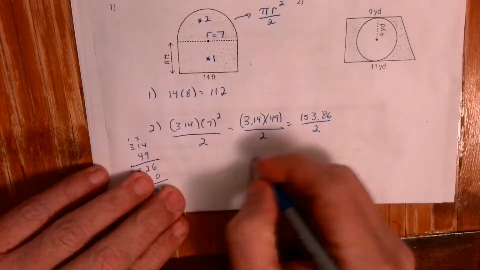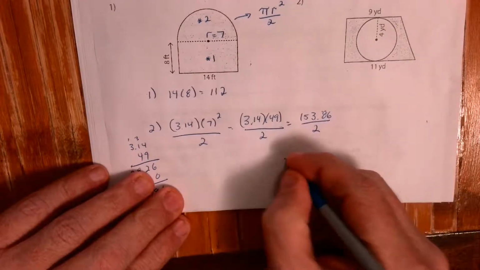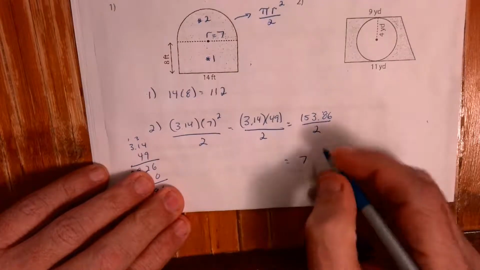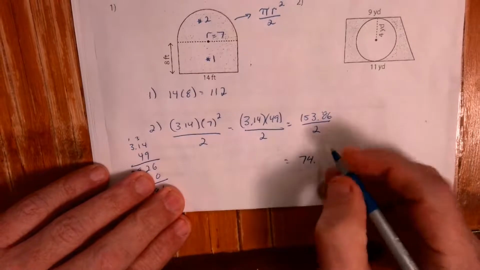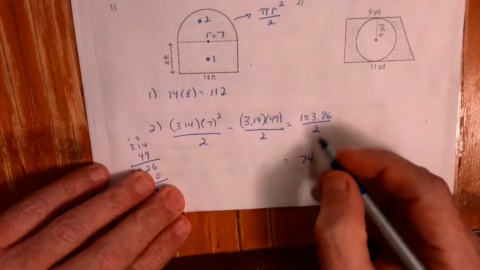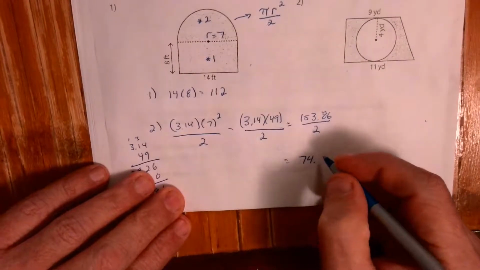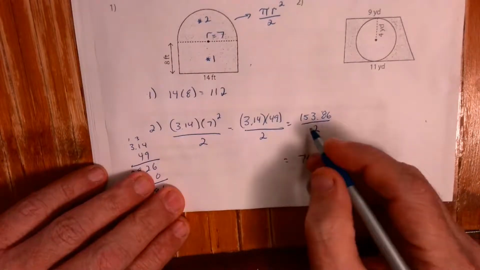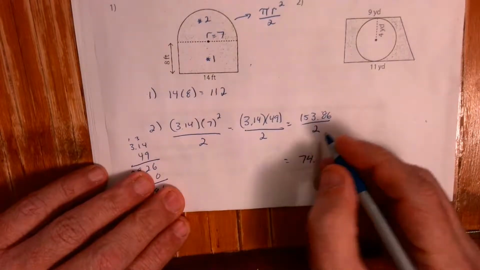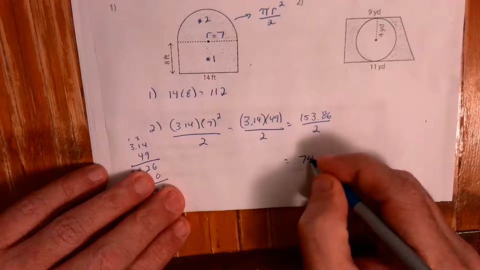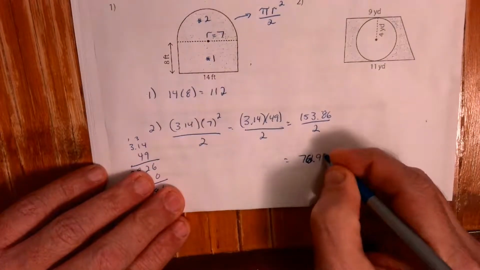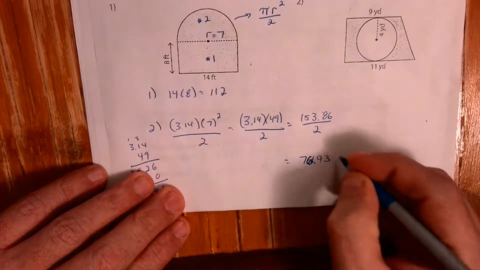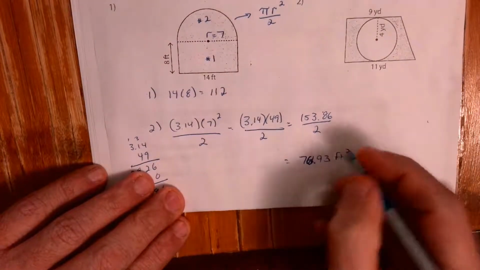and I'm going to have to do that real quick. So let's see, 2 goes into 15 7 times, with 1 left over, that's 74 point, is it 93? That's not right. 74 is not right. 72, 13, 76. How about 76.93? Okay, feet squared. Now that is just a half circle.